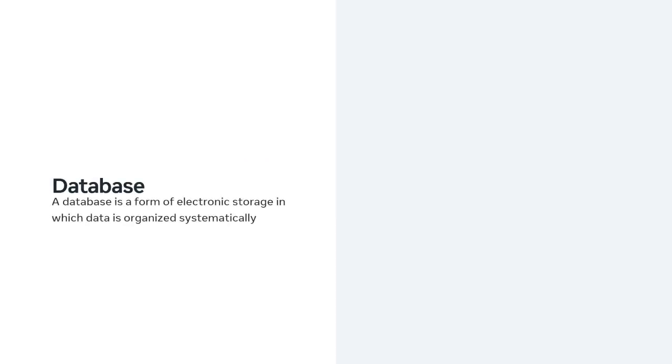In our digital world, data is no longer stored in manual files. Instead, developers use something called databases. A database is a form of electronic storage in which data is organized systematically. It stores and manipulates data electronically to make it more manageable, efficient, and secure.